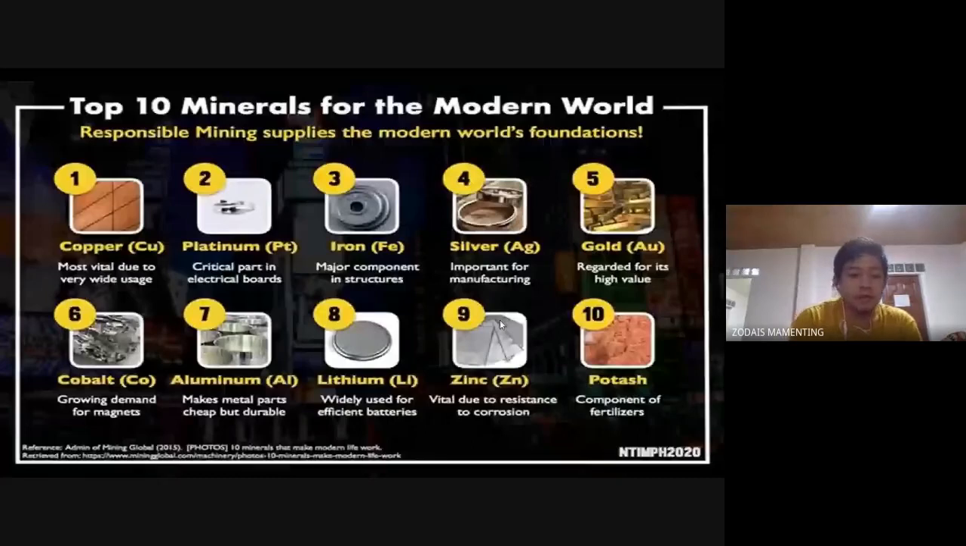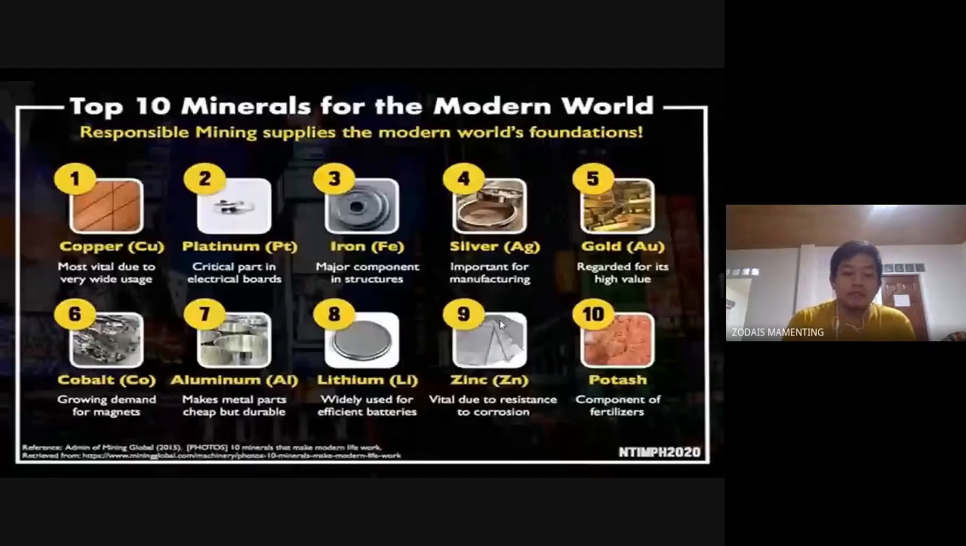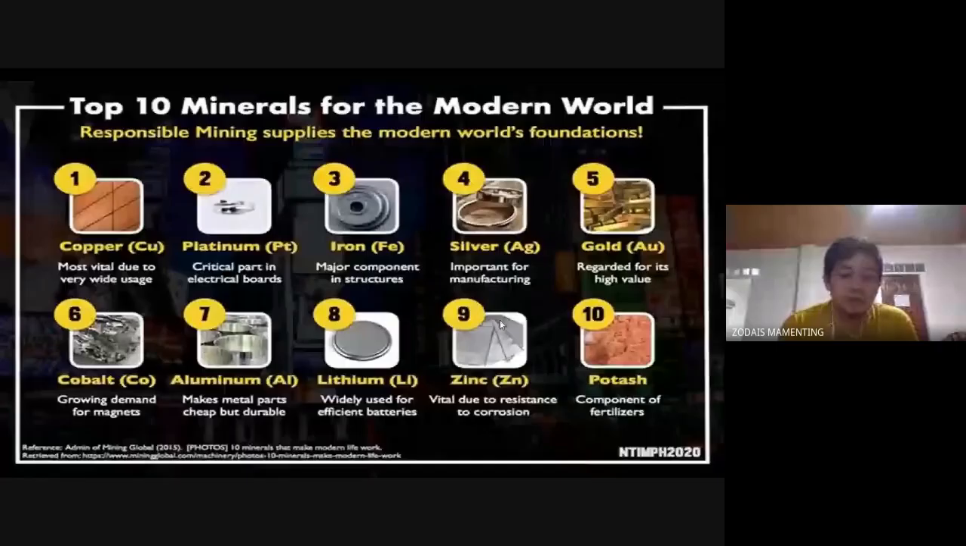Seven is aluminum. Aluminum is the most abundant metal mineral used. Lithium is widely used for efficient batteries. You can find lithium in all types of batteries. Zinc is known for its resistance to corrosion, and potash is a component of fertilizers.